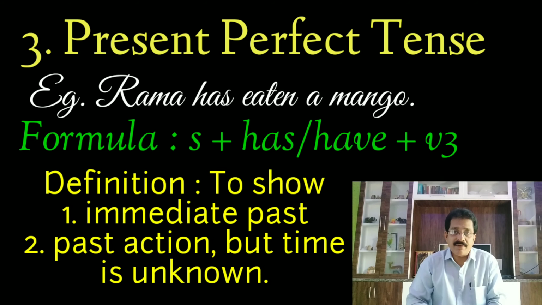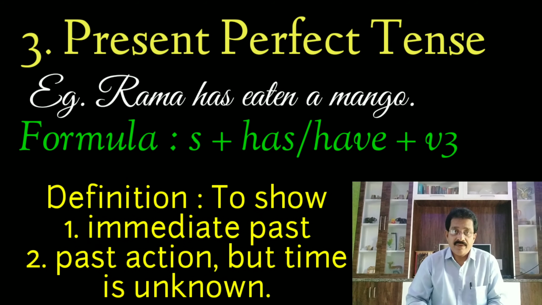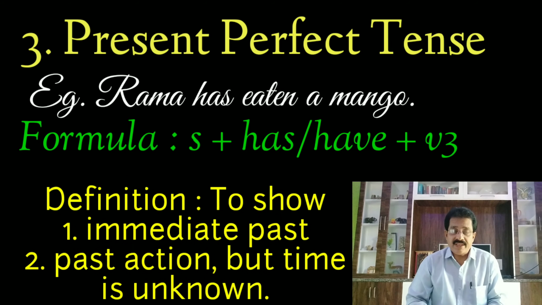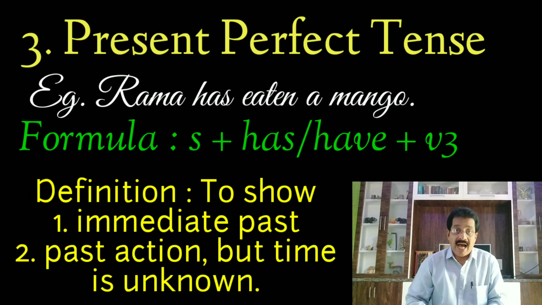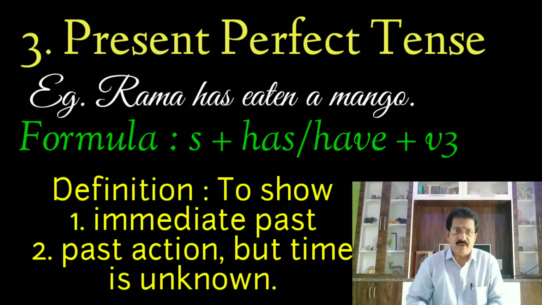And the second situation where we can use present perfect is an action that happened in the past, but the time is not known. We don't know the time. For example, in your childhood, you visited some place or we saw some movie. We can say, I have seen The Sound of Music. In my childhood, long back, I don't know when and where. In that situation, when we do not know the exact time of the action, we have to go for present perfect. So these are the examples, this is a formula, and this is all about present perfect tense.